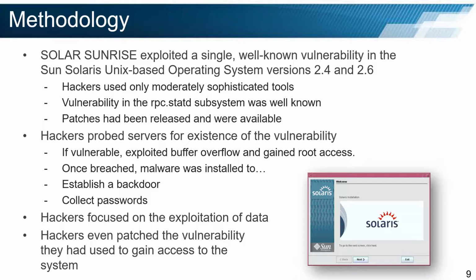Methodology. The Solar Sunrise intrusions exploited a single well-known vulnerability in the 2.4 and 2.6 versions of the Unix Sun Solaris operating system. Hackers only used moderately sophisticated tools, and patches have been available to fix this vulnerability since December of the previous year. The rpc.statd subsystem of the operating system was vulnerable to a buffer overflow, which allowed the intruder to gain root access.